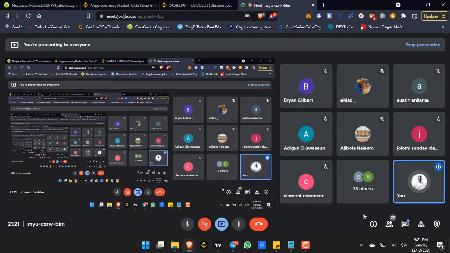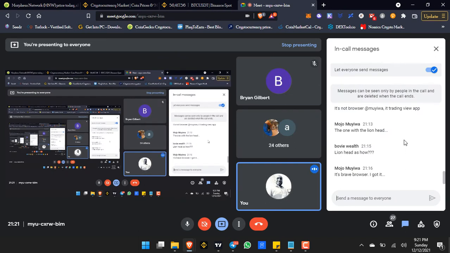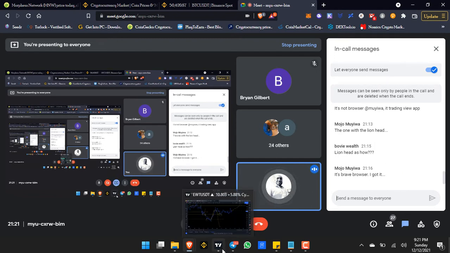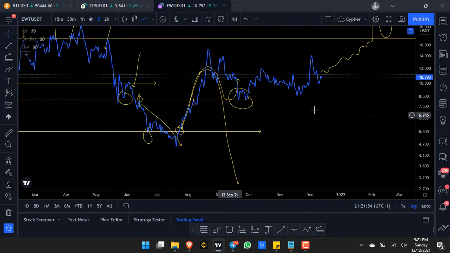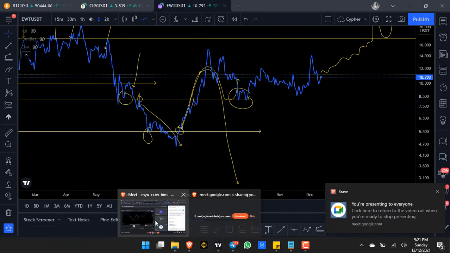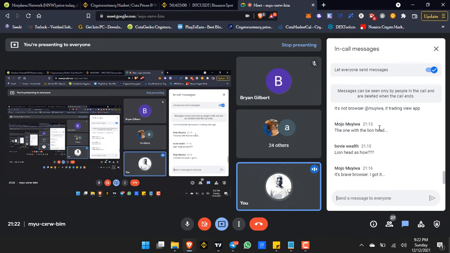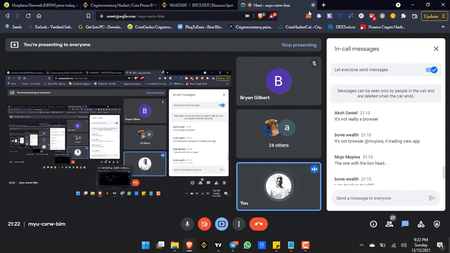So anyone that has a question, let me see if we have any question. Okay, you're asking about my browser. My browser is Brave, but the platform that I'm running this teaching on is TradingView. It's available on mobile and it's available on PC. If you have a mobile phone, you can use your mobile version of TradingView. If you have a PC, you can use the PC version. I'm using the app. There's a web link for TradingView, so if you don't want to download the app to your system, you can easily use the web view.